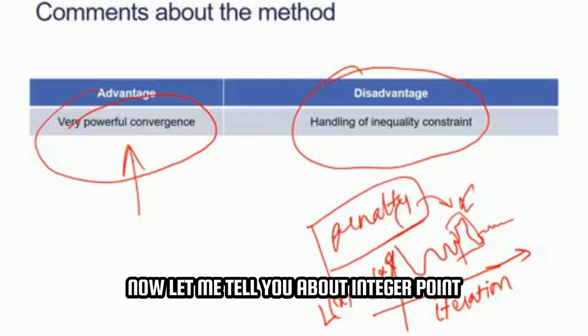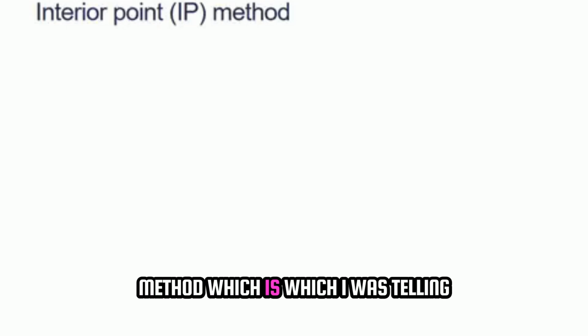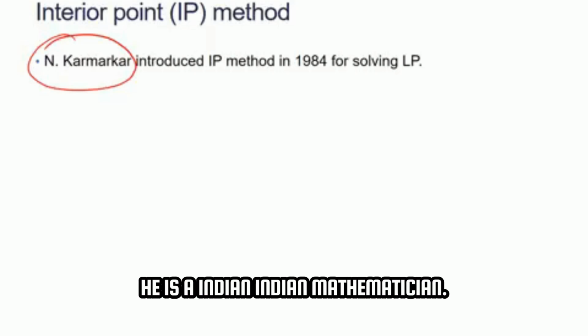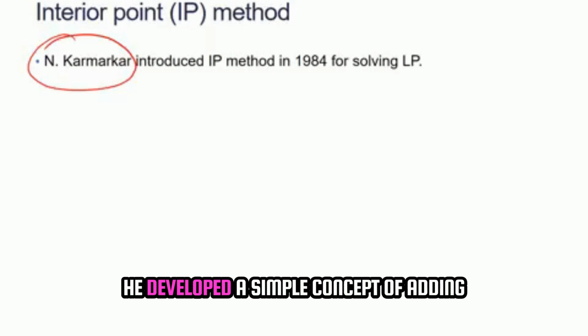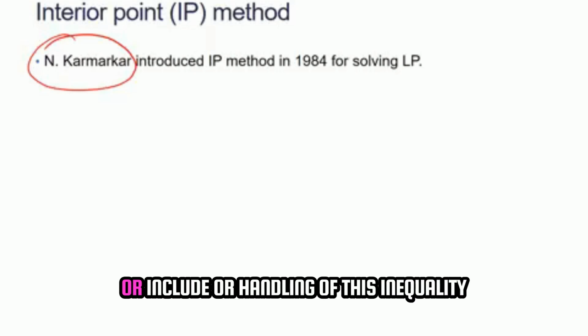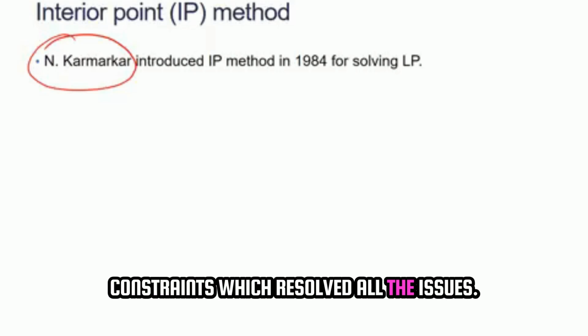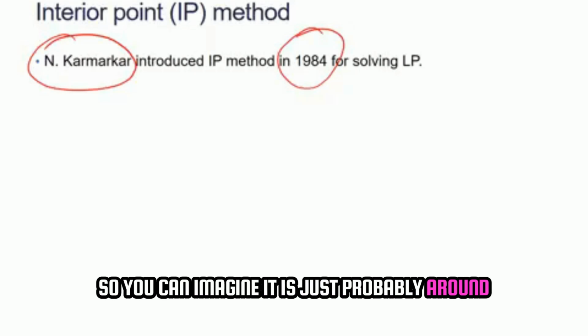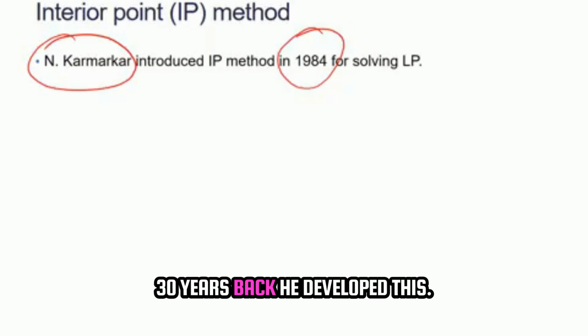Now, let me tell you about the interior point method, which I was mentioning before. It was developed by a mathematician, Karmarkar. He is an Indian mathematician. He developed a simple concept for handling these inequality constraints, which resolved all the issues, and he developed it in 1984. So you can imagine it was developed only around 30 years back.